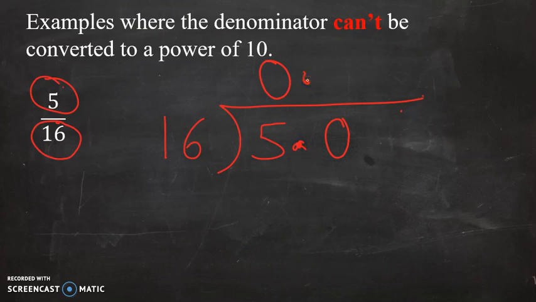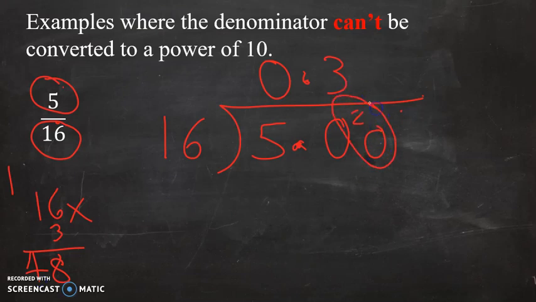16 can go into 50 exactly, well, not exactly, 3 times, and let's just check what 16 times 3 is. 6 3s are 18, carry the 1, 3 1s plus 1 is 4, so I'm close to 50. My remainder is 2. Add a 0. Can 16 go into 20? Yes, it can. Exactly once. Remainder 4, nothing there, so I put a 0. Can 16 go into 40? Yes, it can. It can go twice.